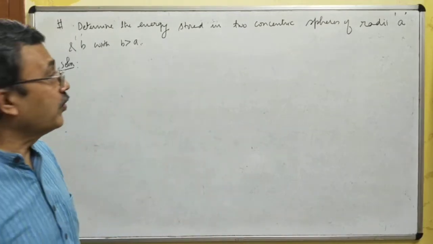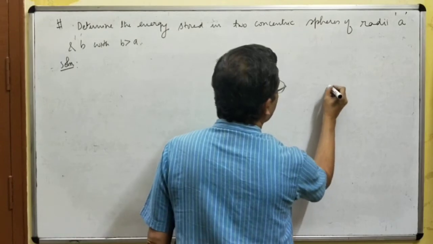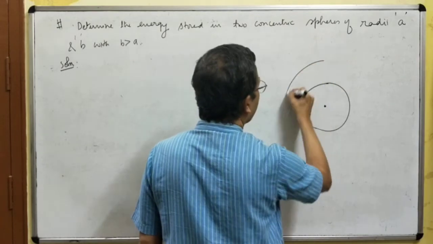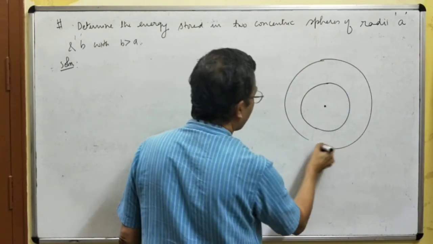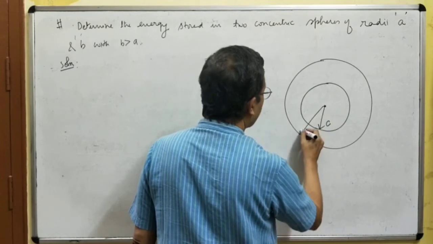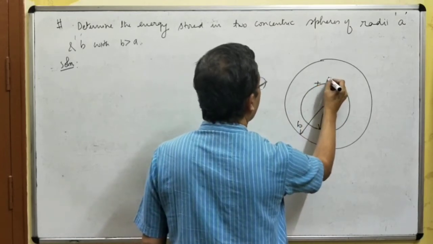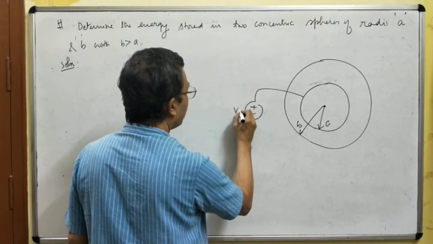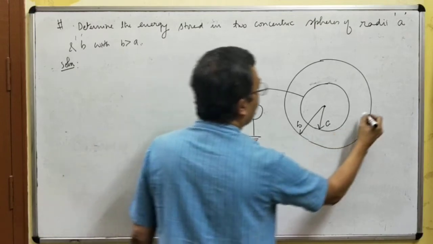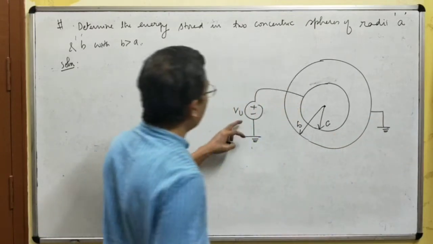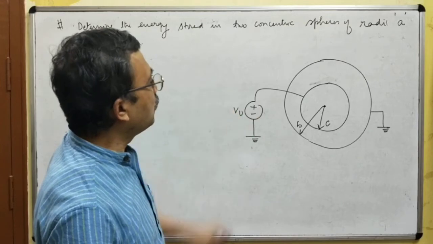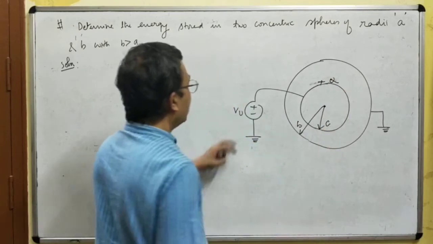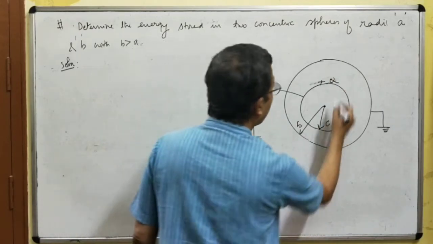Charges reside only on the surface of the spheres. Please keep in mind. So we have two concentric spheres of radii A and B. Inner sphere is positive. We connect a battery of potential V0 volts between the two spheres. The outer sphere is grounded. Therefore, this battery of V0 volts appears between the two spheres. Since the positive terminal is connected to the inner sphere, it is positively charged. Since the negative terminal is connected to the outer sphere, it is negatively charged.